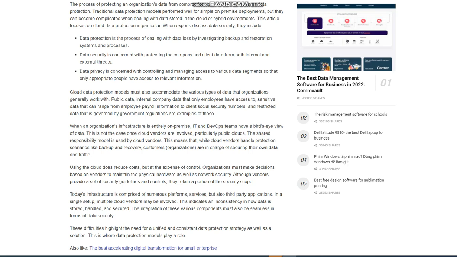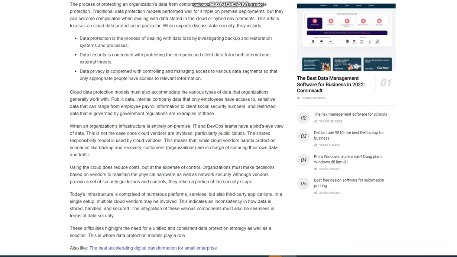When an organization's infrastructure is entirely on-premise, IT and DevOps teams have a bird's-eye view of data. This is not the case once cloud vendors are involved, particularly public clouds. The shared responsibility model is used by cloud vendors. This means that, while cloud vendors handle protection scenarios like backup and recovery, customers, organizations, are in charge of securing their own data and traffic.